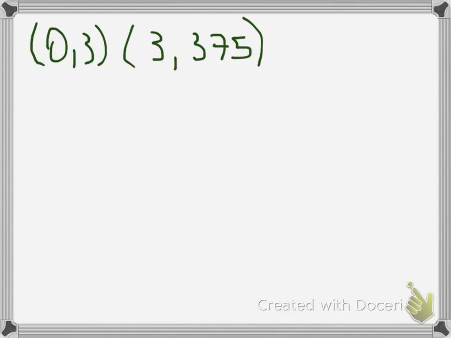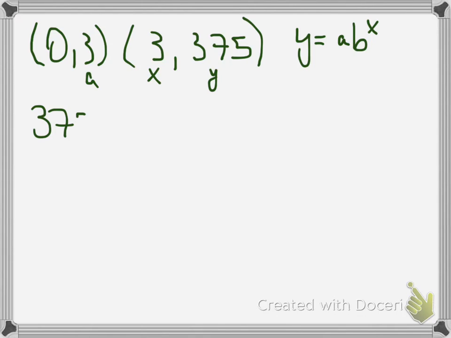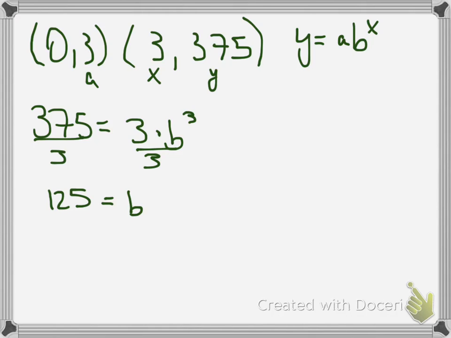Okay, so here's another example. Again, notice that this will become my a. Here's my x, here's my y, and I'm still using y is equal to a times b to the x power. So I'm going to put here 375 is equal to 3 times b raised to the third power. Divide by 3, and you get 125 is equal to b to the third power. Get rid of the third power by taking the cube root, and you get b is equal to 5.